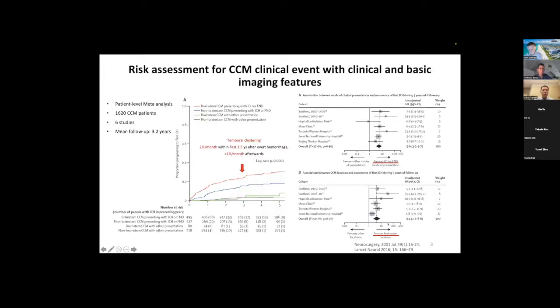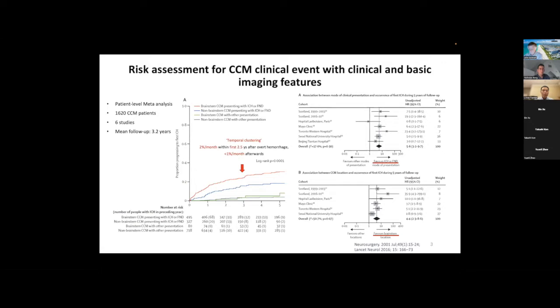The most common and well-described way of risk assessment is based on the prior hemorrhage history and the CCM location. This is an individual patient-level meta-analysis of CCM cases from 6 studies from Scotland, France, North America and East Asia. They showed a higher future hemorrhage risk in patients with brainstem lesions and with hemorrhagic presentation, just like the red line shown here.